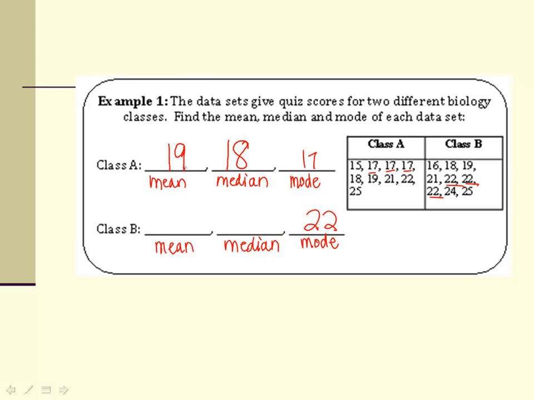So pause the video and take a second to find the mean and median for Class B using your graphing calculator if you have one. If not, do it by hand. Okay, welcome back. You should have found that the mean for Class B was 21 and the median for Class B was 22. If you didn't get that, make sure you put your data in your calculator correctly. If you still can't figure it out, we'll talk about it tomorrow, but I'll do another example here, so that might help clear it up a little bit.